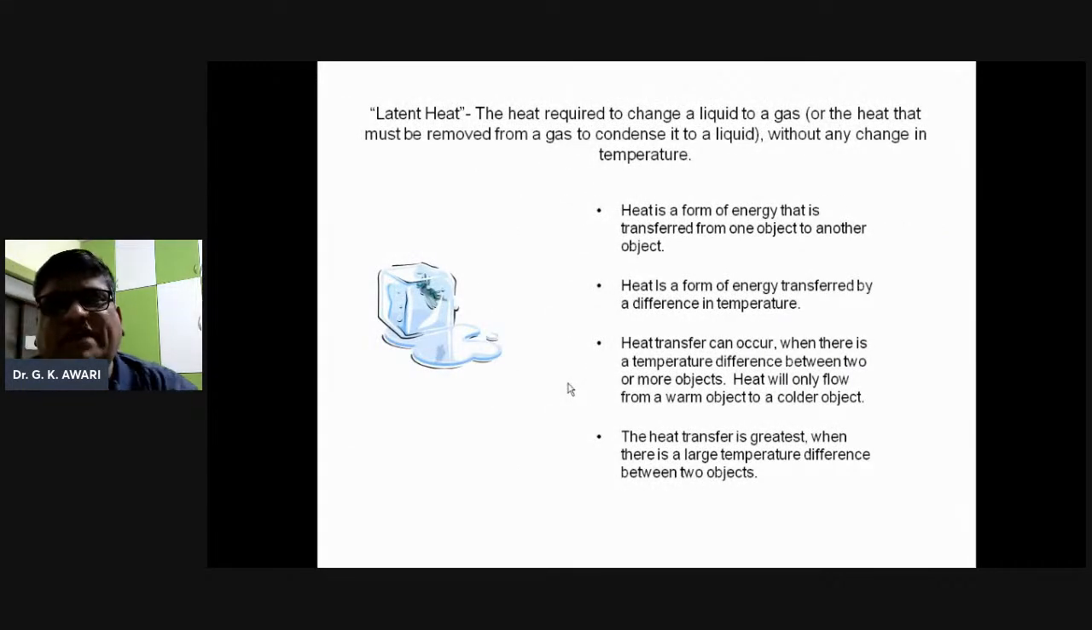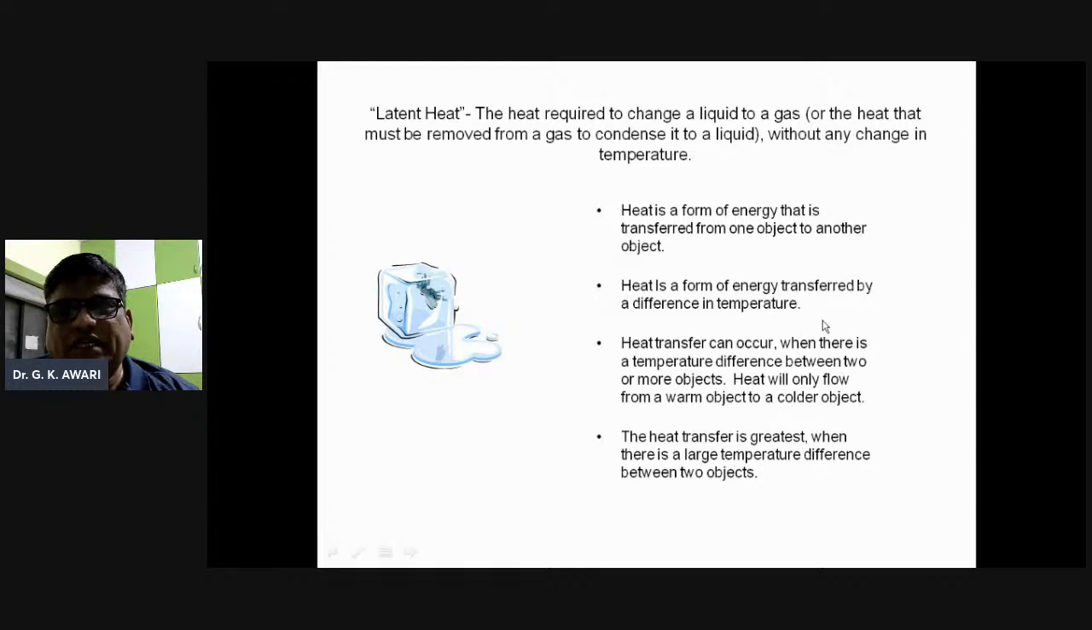The heat required to change a liquid to a gas, or heat that must be removed from a gas to condense it into a liquid without any change of temperature, is nothing but the latent heat. So heat is a form of energy that is transferred from one object to another object.